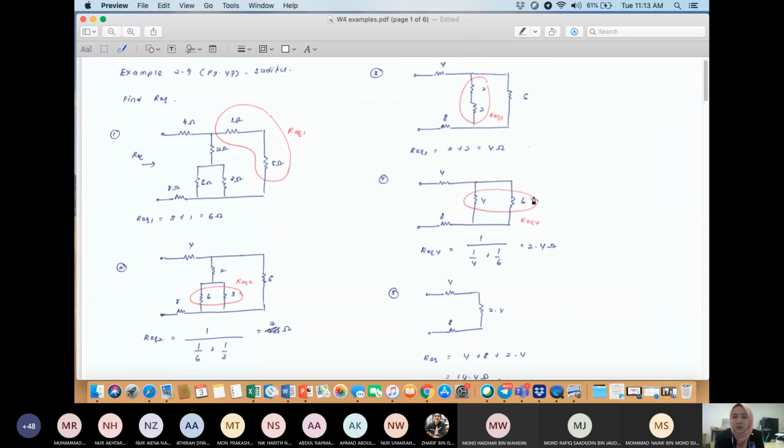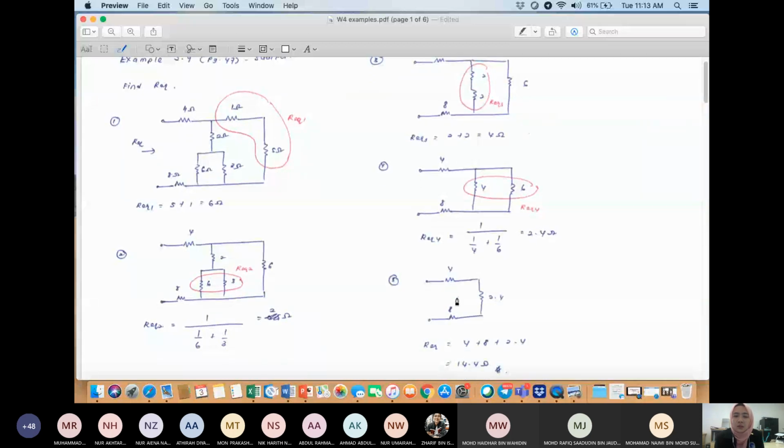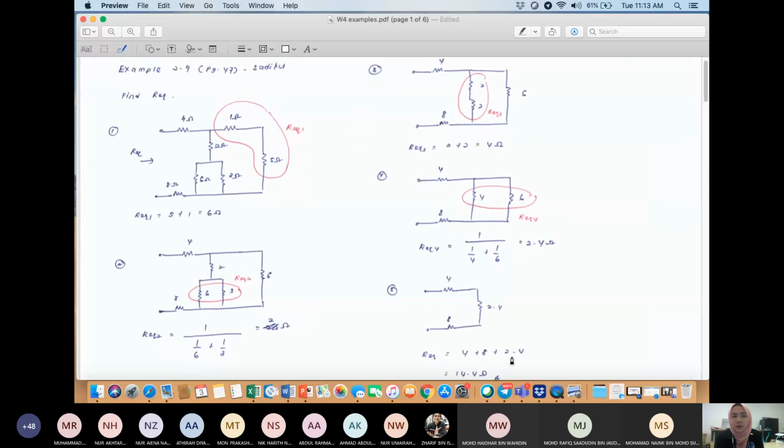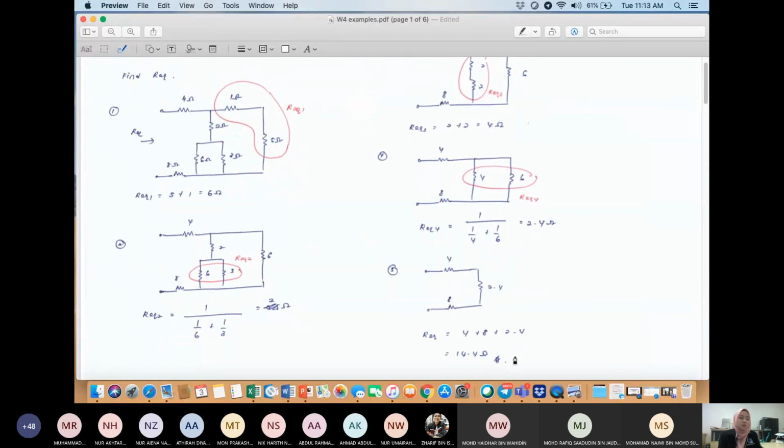Okay, so you can see that 4 ohm and 6 ohm is a parallel circuit. I name this R equivalent 4. To find R equivalent 4, use the formula 1 over 4 plus 1 over 6, and you will get 2.4 ohms. And lastly, simplify the circuit. You have 4 ohm, 8 ohm, and this is the R equivalent 4, which is the 2.4 ohm. Lastly, you can calculate the R equivalent. This is a series circuit, so 4 ohm plus 8 ohm plus 2.4 ohms equals 14.4 ohms. So the final answer for the R equivalent is 14.4 ohms.